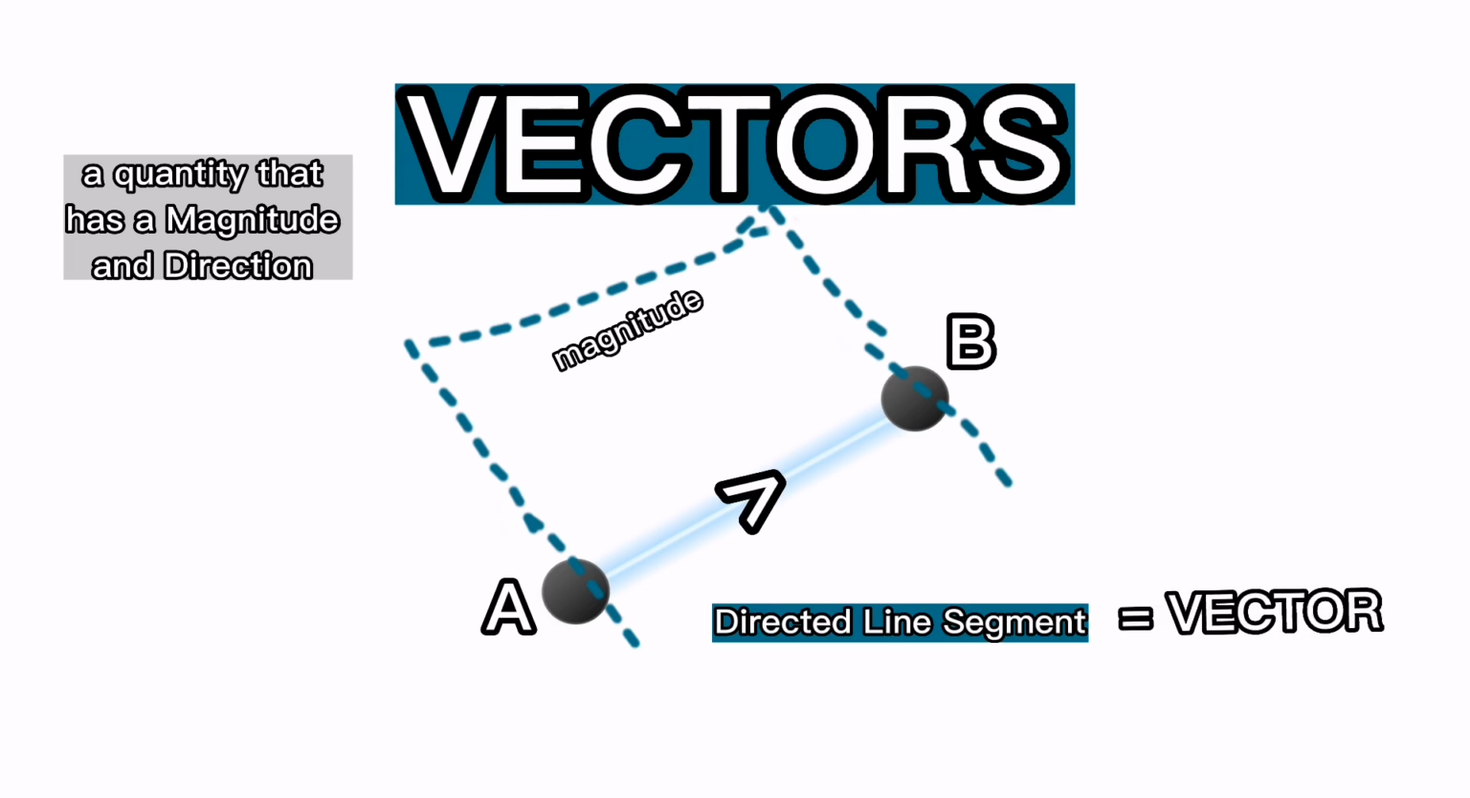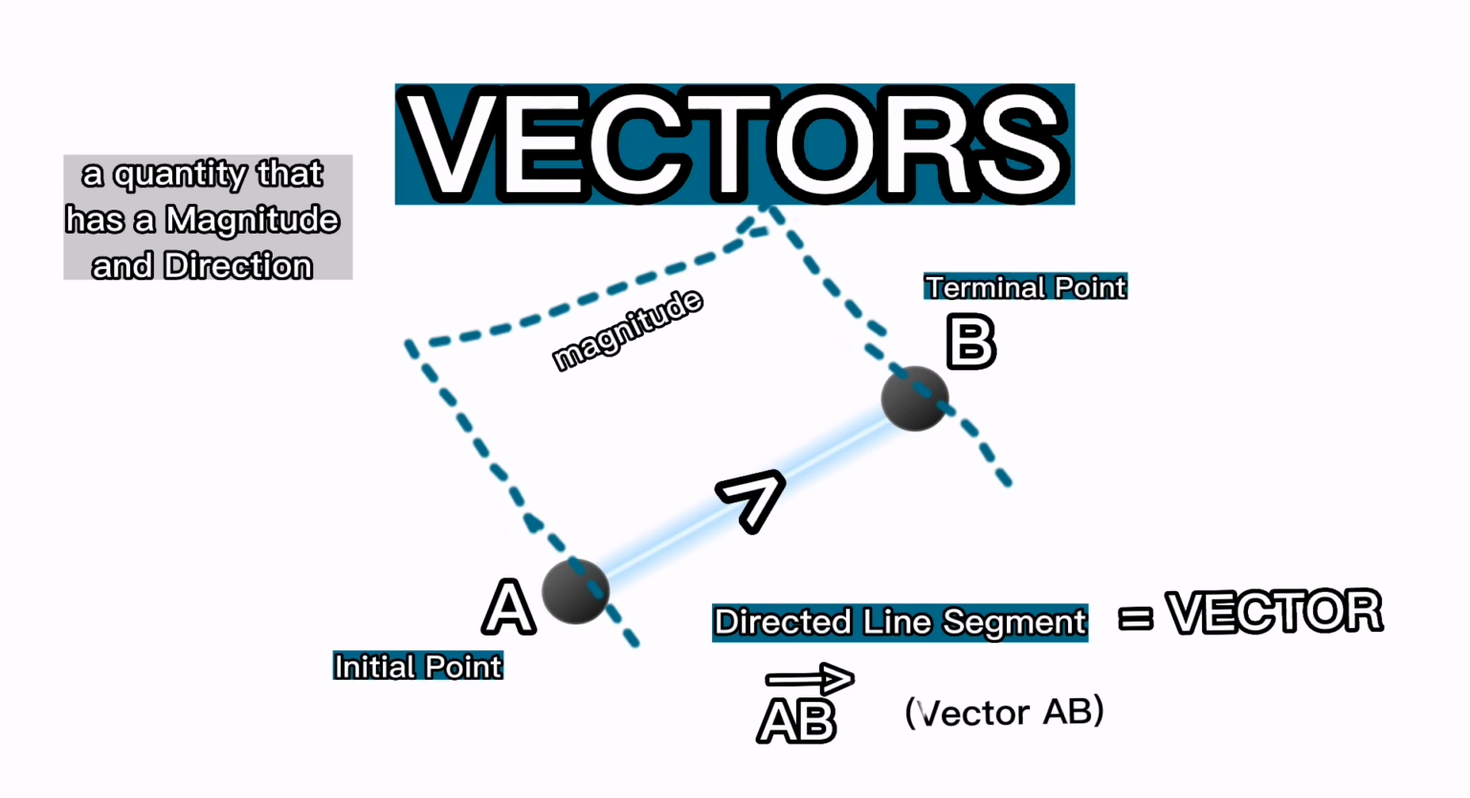We denote it like this. It's called vector AB. The arrow above the letters tells us they represent a vector. The point A from which the vector AB starts is called the initial point, and the point B where it ends is called the terminal point. The distance between the initial and the terminal point of a vector is called the magnitude, or the length, of a vector. It's denoted like this, and the arrowhead indicates the direction of the vector.